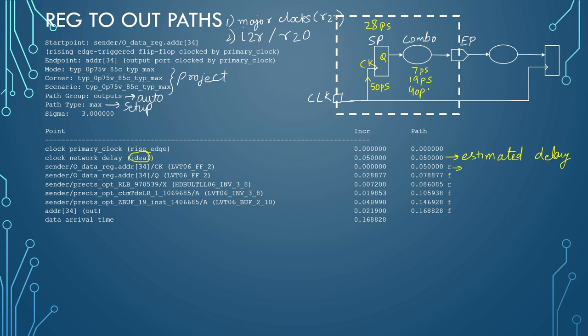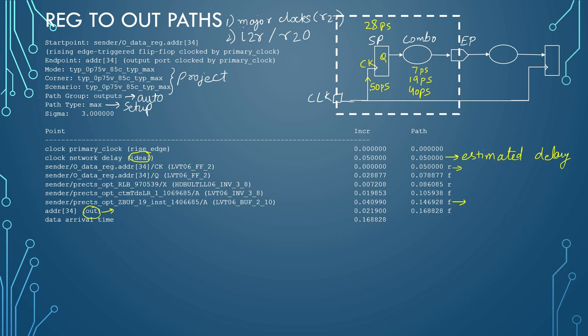So the total combo delay would be 40 plus 19 is 59, and then 7 is 66, plus 78. So total so far, till this buffer, is 146 ps. And then comes the address slash 34, that is out. So this indicates the direction of your port. This point is indicating the direction of the port, and total data arrival is calculated.